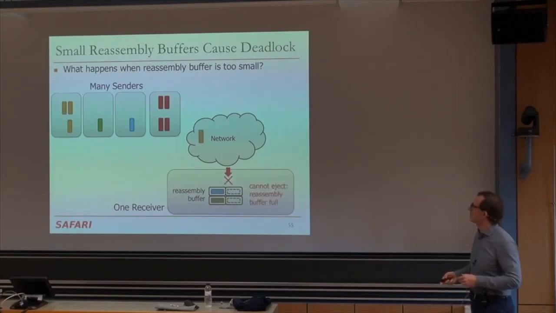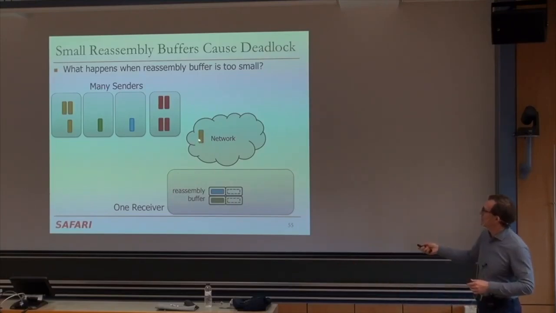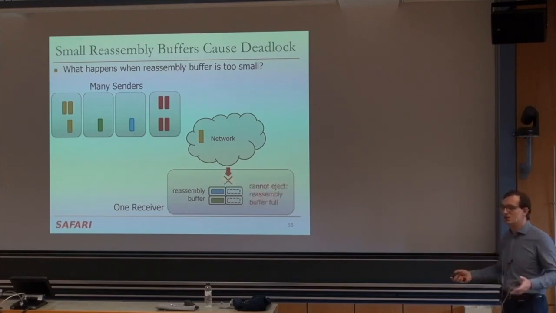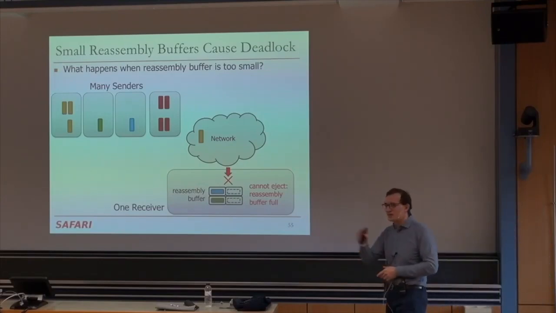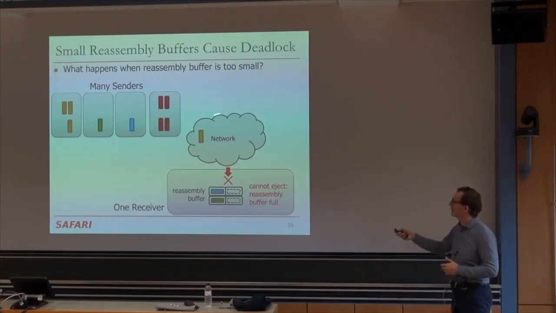Now let's see what happens in the network. The yellow one comes into the network. It arrives at the receiver. It cannot be ejected because the reassembly buffer is full, because there is no buffering space. So what does it do? It gets deflected, so it keeps circling around the network.